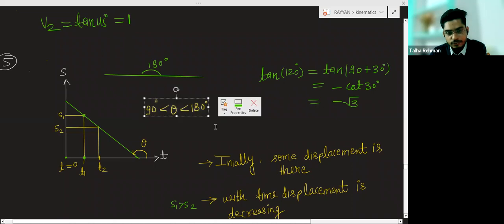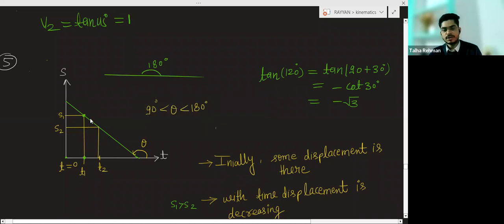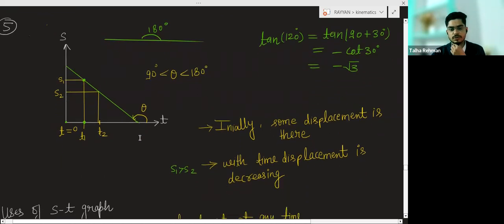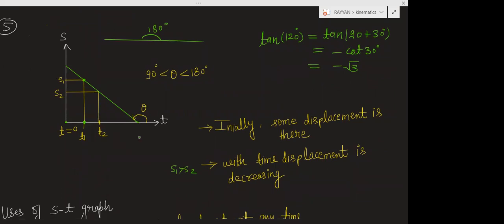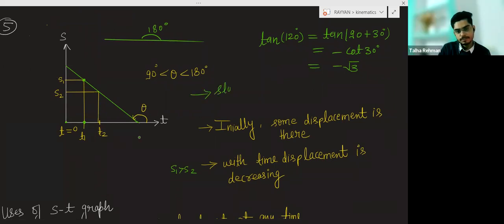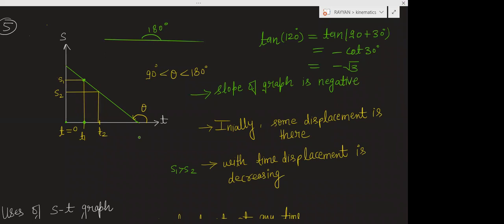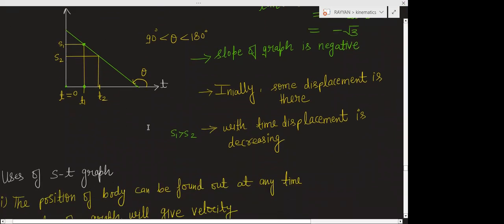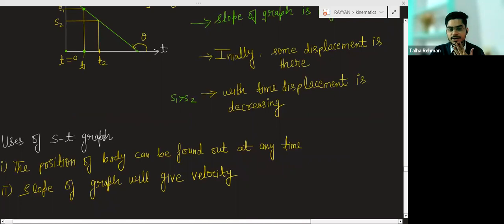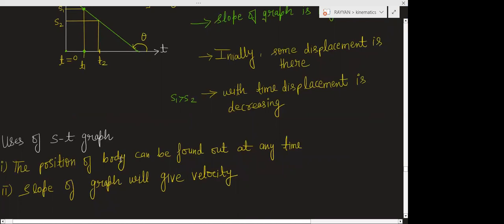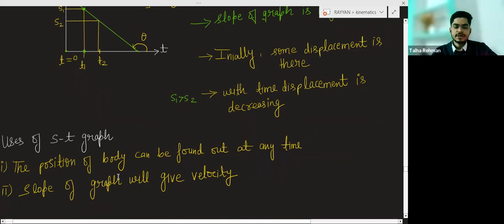So for this graph, with time the displacement will decrease and the slope of the graph will be negative. So you can say the slope of the graph is negative. Now, uses of the displacement time graph. With the help of the displacement time graph, we can find the position of the body. We can find the velocity of the body with the help of the slope.